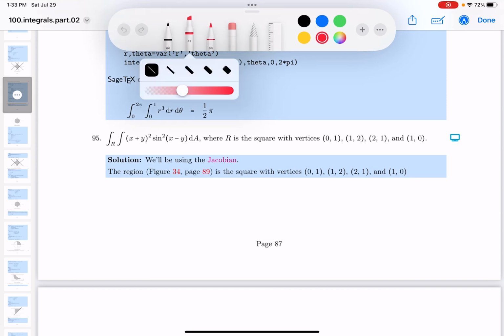Again, looking at 95, looking at the integrand, I don't know if it's easy or difficult. It really depends on what the region is and if I can integrate that. And what I'm going to say is the region is, they say it's a square and has these vertices over here. So again, I'm going to cut to the chase and look at a picture, and then we'll talk about what I'm seeing in the picture.